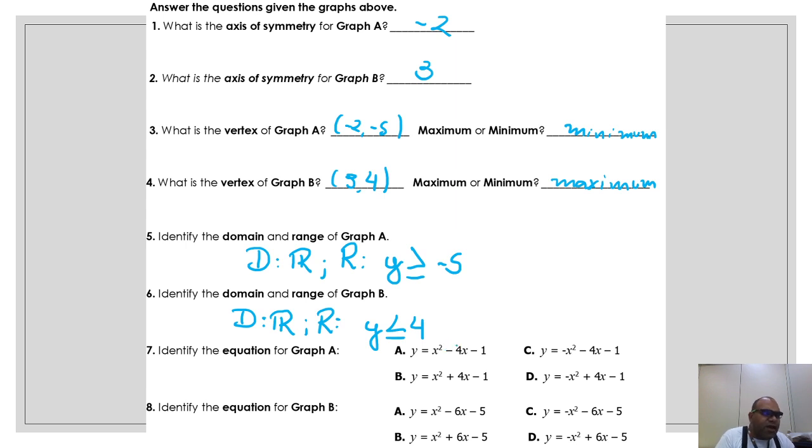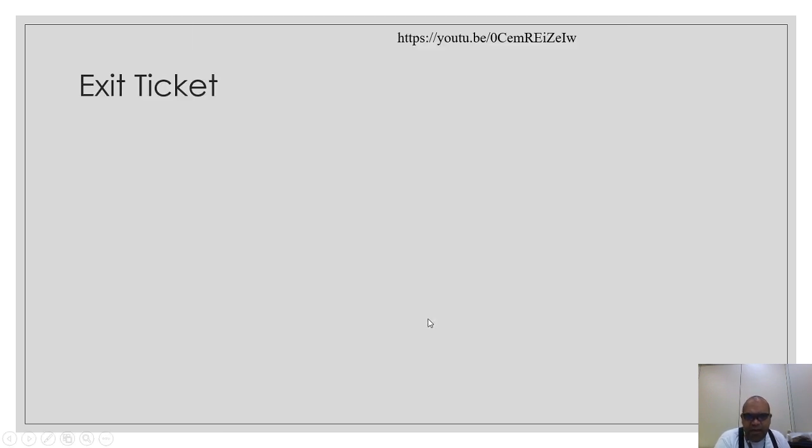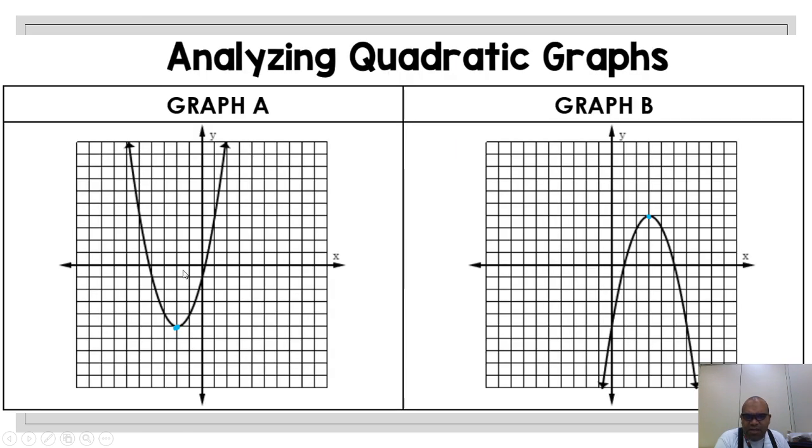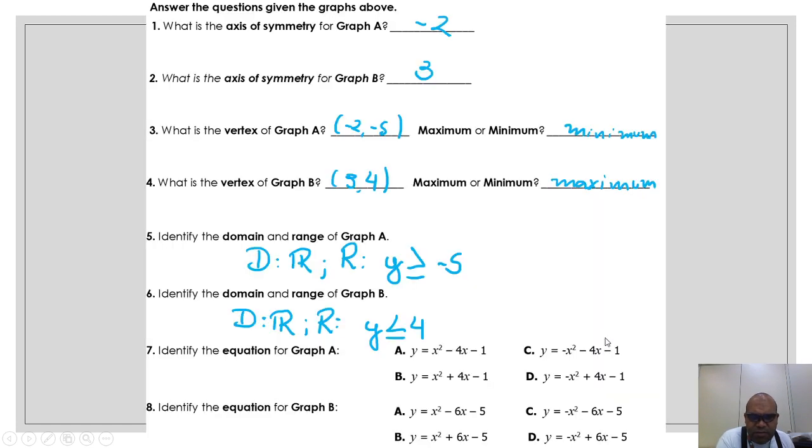Guys, identify the equation for graph A. To be sure to figure out graph A, I have the information here. How can we figure it out? I know it's x squared. One is x squared positive and the other one is x squared negative. Graph A probably is positive. I cannot have C or D. Why? Because here it opens down.